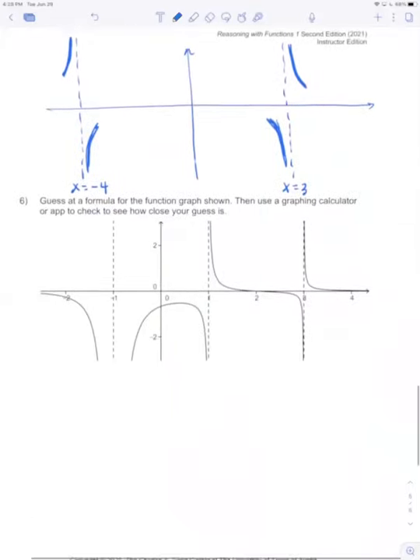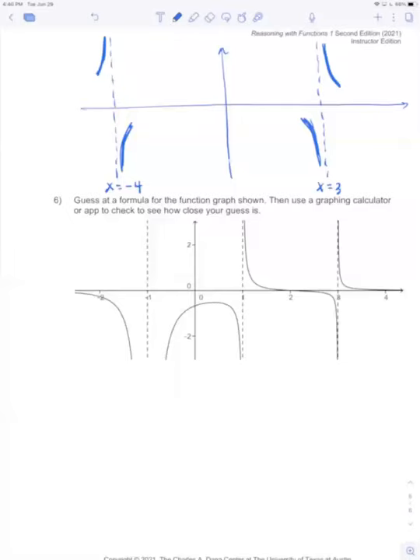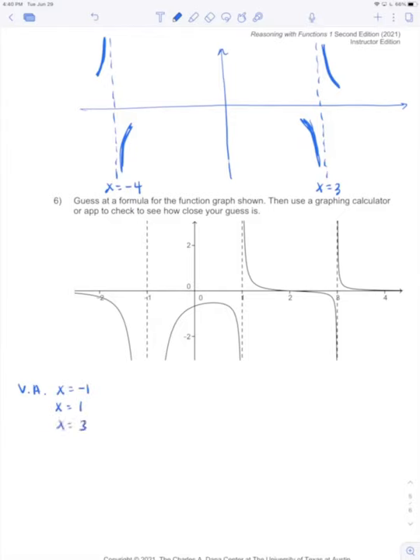All right, let's just move this up here. Part 6, it says guess at a formula for the function shown, then use a graphing calculator or app to check to see how close our guess is. Okay, guessing at a formula. So we're looking at this graph for number 6, and we see that we have a vertical asymptote at x equals -1, x equals 1, and x equals 3.